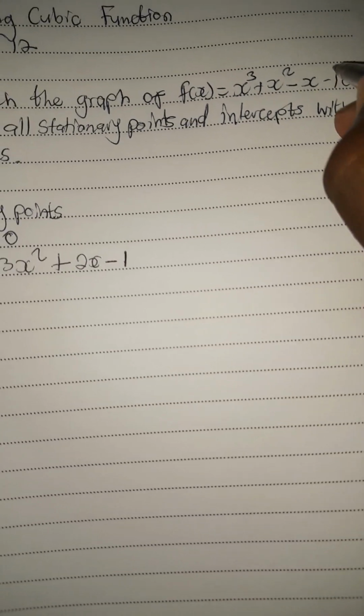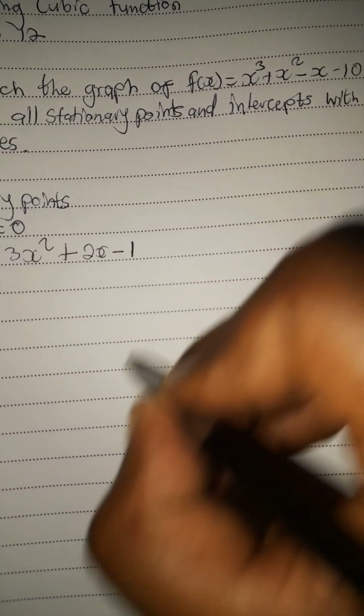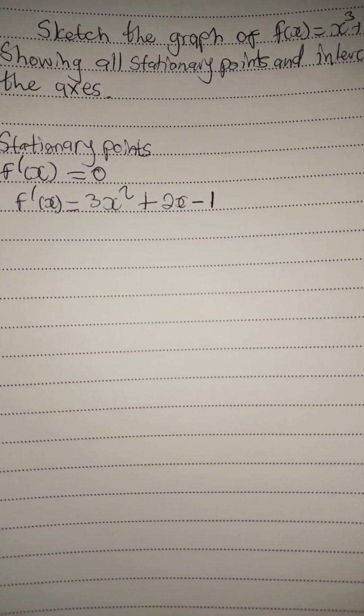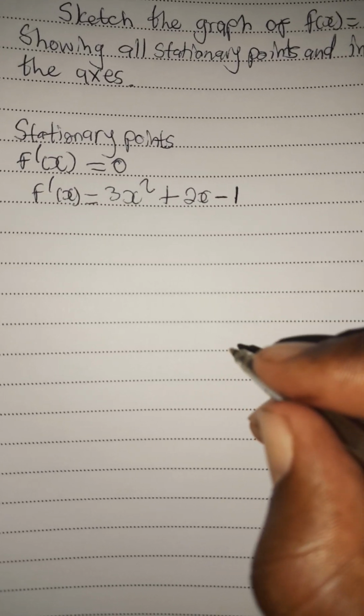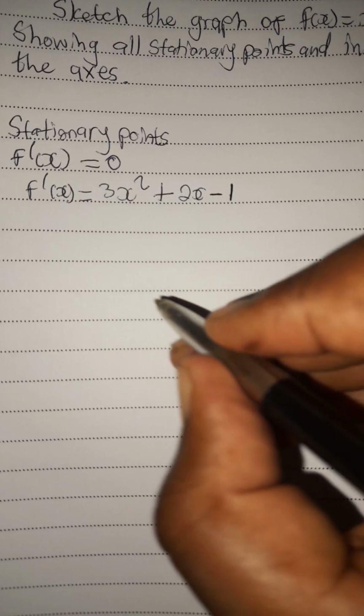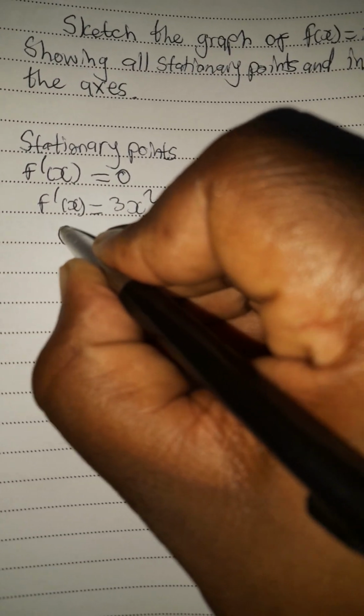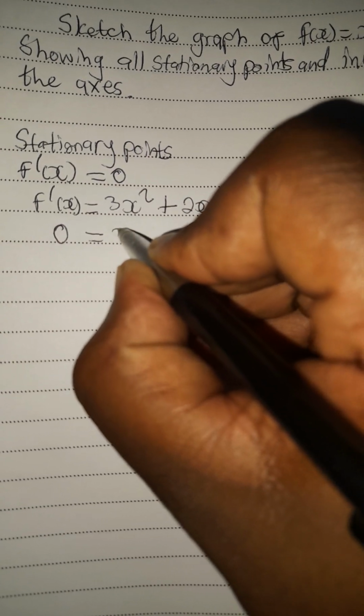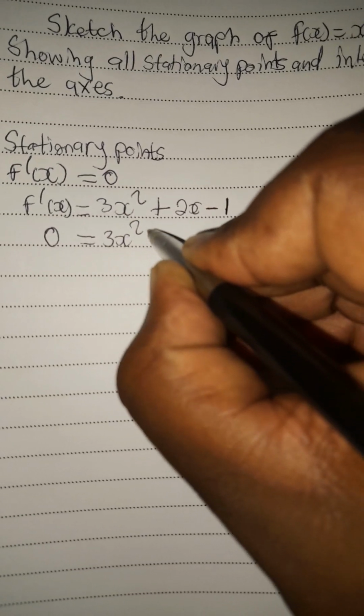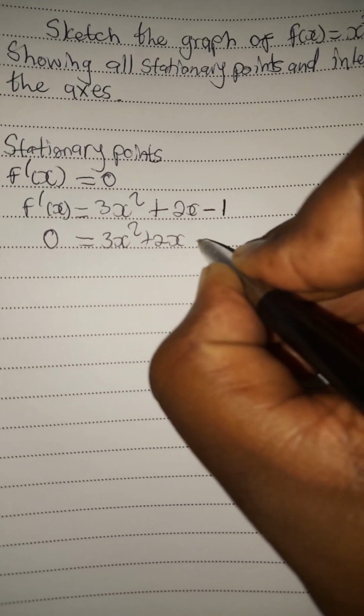In this case, what is the derivative of a constant? That's 0, so we put 0 there. Now we need to find the x values of the stationary points. Remember what I told you: take the first derivative and equate to 0. So where there is f prime of x, you replace it by 0. So it's 3x squared plus 2x minus 1.